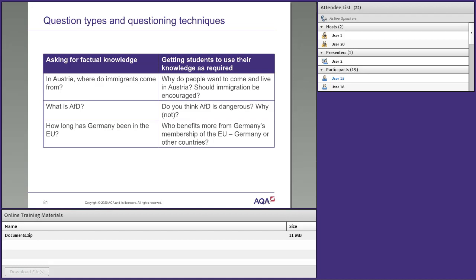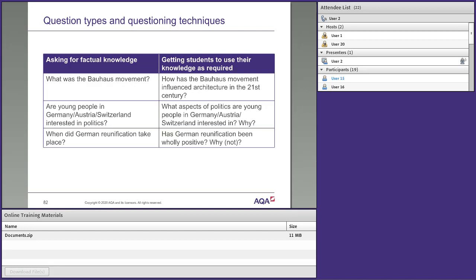So, lots of things. Why do you think? What is your opinion of? To what extent? Again, what aspects of politics are young people in Germany interested in, rather than just a yes/no question of, are they interested in politics? So hopefully you can see, think about what questions you're going to ask. Is that just eliciting factual knowledge, or is it getting them to use that knowledge to explain or evaluate something?